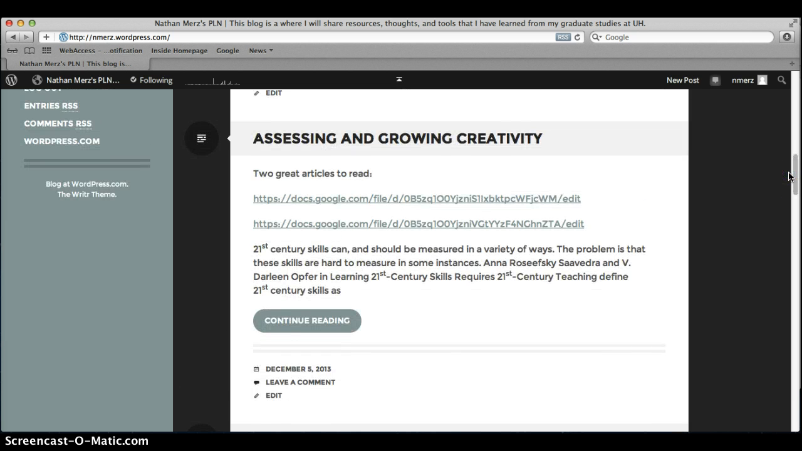The next post I made was another one from the technology portion of 7303. It talks about assessing and growing creativity, how to assess 21st century skills, and how to grow creativity. I linked to great documents that we read in the class, and I also included my thoughts from our Blackboard discussion.